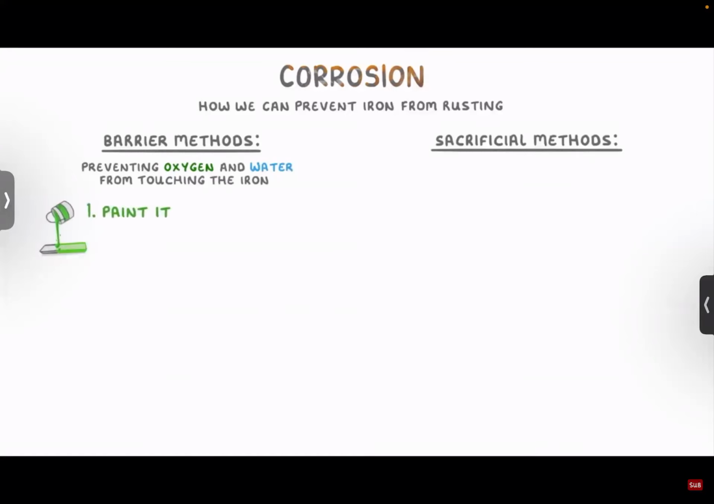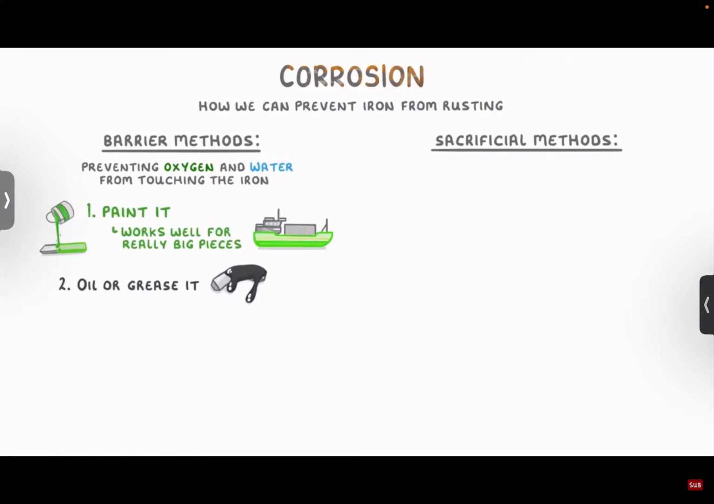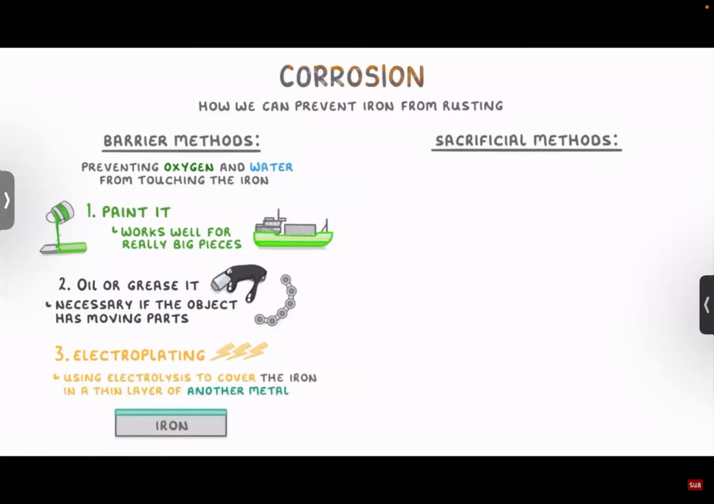One is to paint it, which works well for really big pieces of iron, like the side of a ship. The second is to oil or grease it, which is necessary if the object has moving parts like a bike chain. And the third type of barrier protection is electroplating, which is kind of complicated, but basically involves using electrolysis to cover the iron in a thin layer of another metal, which will protect the iron underneath.